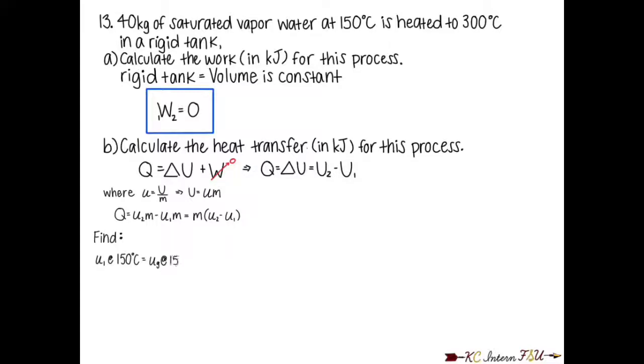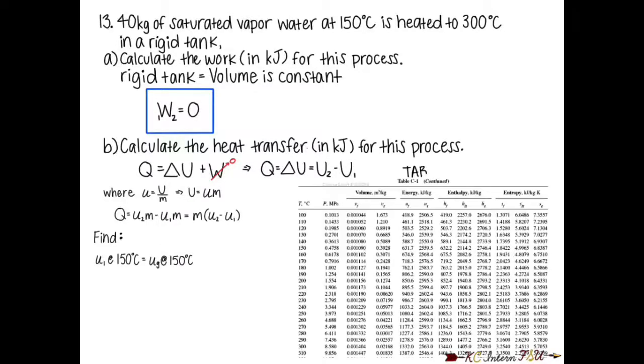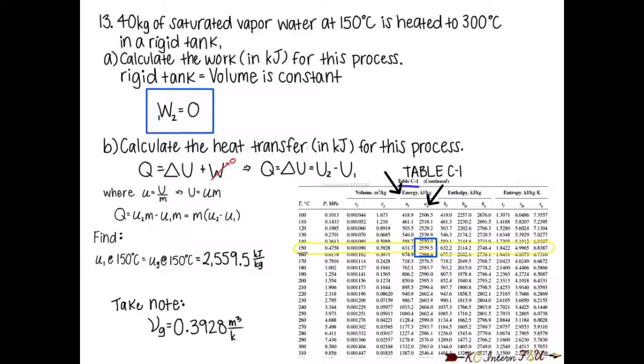First, we will determine u1 at 150 degrees Celsius. Since the phase is saturated vapor, u1 is equal to ug at 150 degrees Celsius. We can take a look at table C1 and locate a temperature of 150 degrees Celsius to determine ug, which is 2,559.5 kilojoules over kilogram. Also, we will take a note that vg is equal to 0.3928 meters cubed over kilogram.